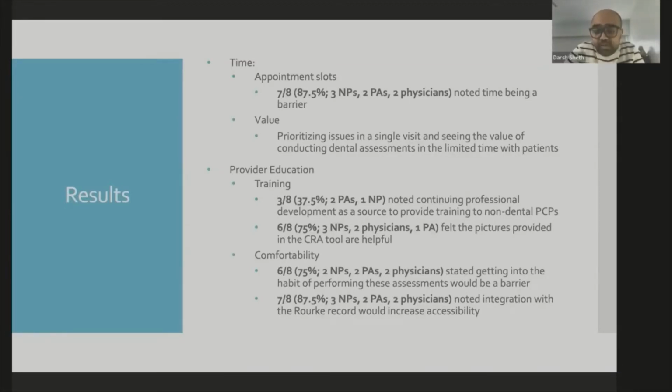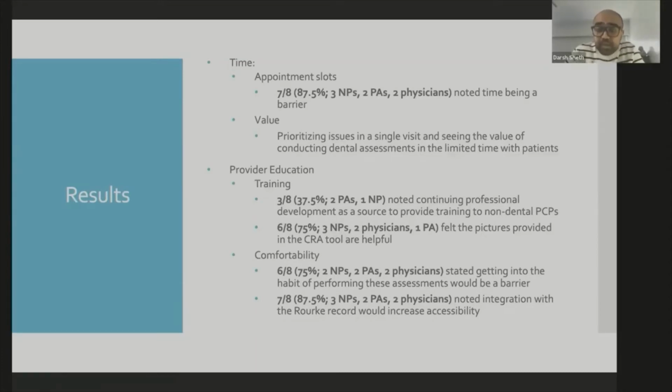And then 6 out of 8 participants felt that the pictures provided in the CRA tool were helpful. The second page of the Caries risk assessment tool, as seen before, shows what carious lesions can look like. Most felt that they were helpful in identifying caries and referring to the dentist, but 2 out of 8 said they weren't quite sure they'd be able to identify the very slight, small changes seen in the early developmental stages. And then when looking at comfortability, most participants stated that getting into a habit would be a barrier.